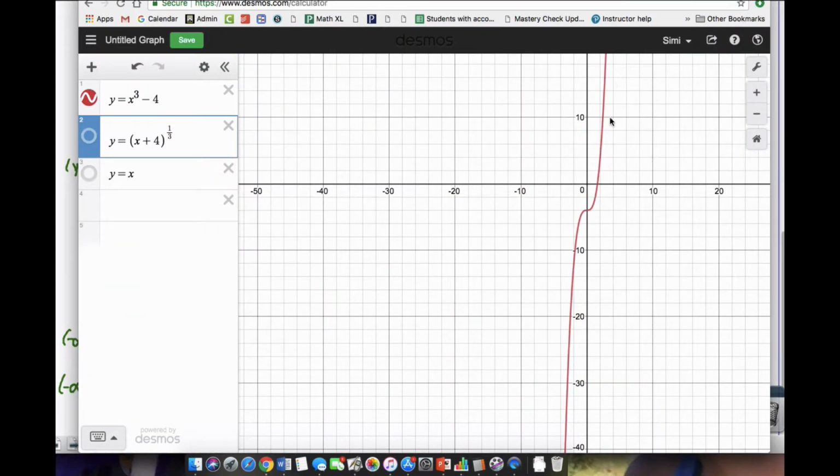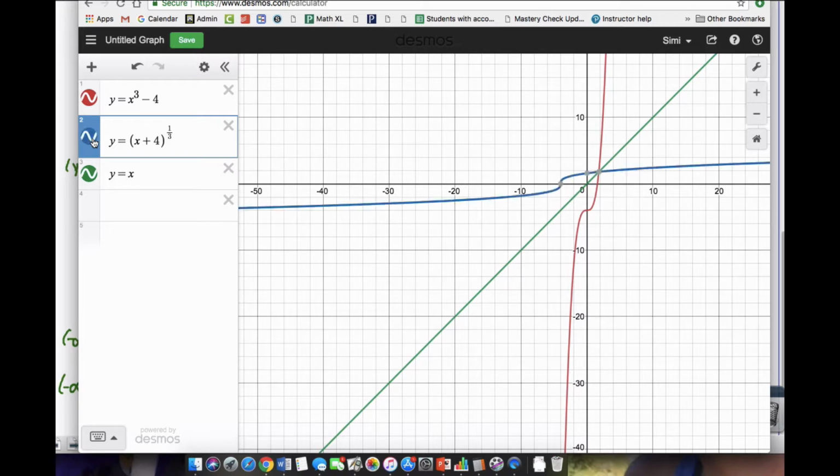Okay, looking at those graphs, there's my x cubed minus 4 down here. There is a line I want to flip it over. And you can see that the domain and the range are all real numbers. They're going to extend to infinity in both directions. And when I put in the inverse, well, there it is. I still have a domain and range of all real numbers.